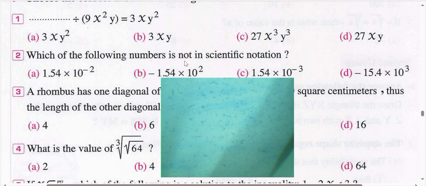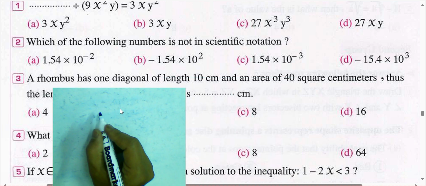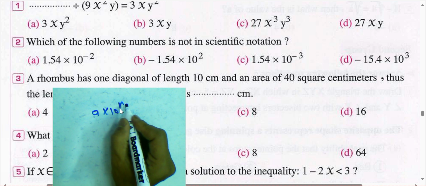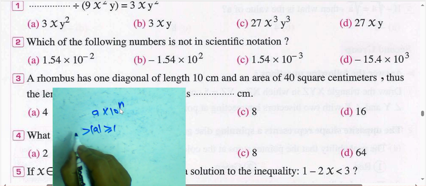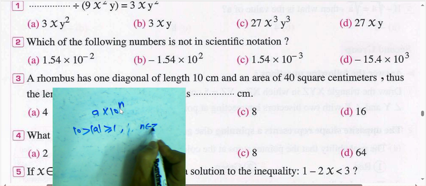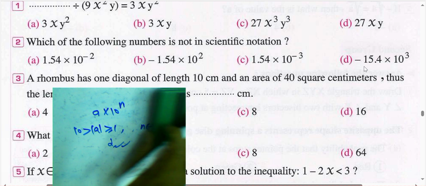Next question, which of the following numbers is not in scientific notation? We know any number in scientific notation is a number a, multiplied by 10 power n, where the absolute value of a is greater than or equal to 1 and less than 10, and n belongs to the integers. So the false answer will be letter what? Letter D, because the absolute value of negative 15 is 15, which is greater than 10, not between this interval. Then you must choose letter D for this example.